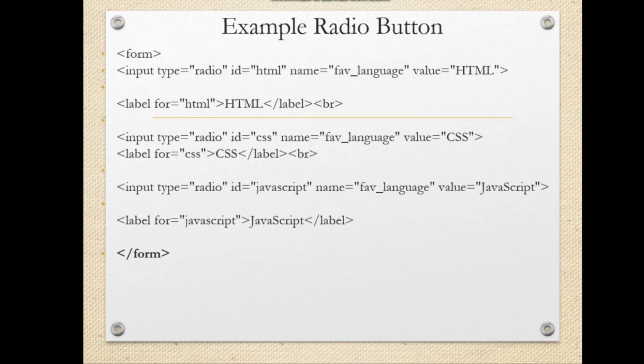Label we have given as HTML. Again input type equal to radio, ID equal to CSS, name we have taken as attribute, and value equal to CSS. Again input type equal to radio, ID equal to JavaScript, we have taken attribute, name and value. So students, basically in this example it will give you 3 radio buttons. First one of HTML, second one of CSS, and third one of your JavaScript.